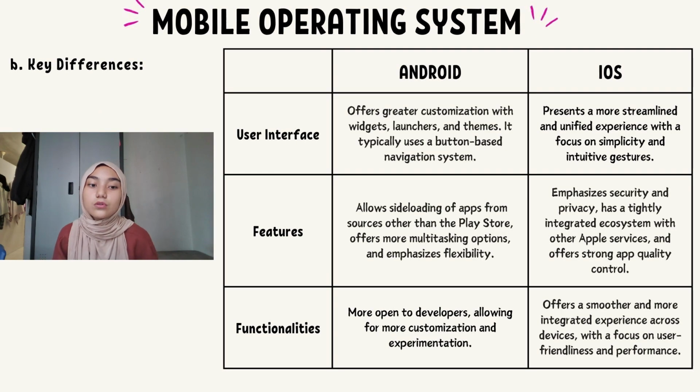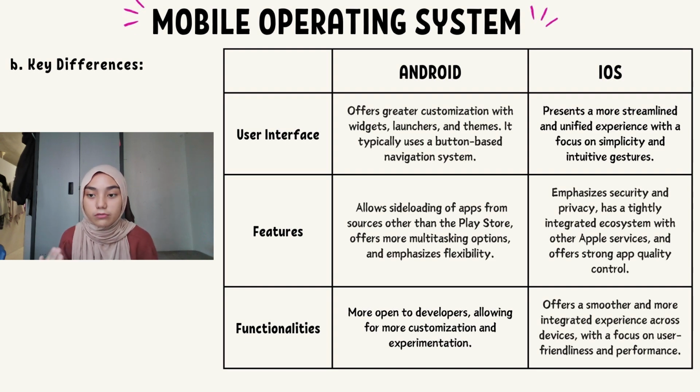So, perbezaan untuk Android dan iOS is user interface, features, and functionalities. So, Android user interface dia offers greater customization with widgets, launchers, and themes. It typically uses a button-based navigation system. So, untuk user interface iOS, presents a more streamlined and unified experience with a focus on simplicity and intuitive gestures.